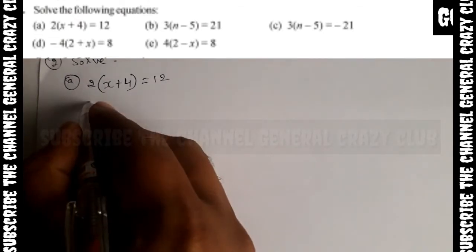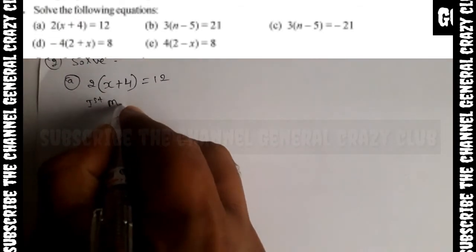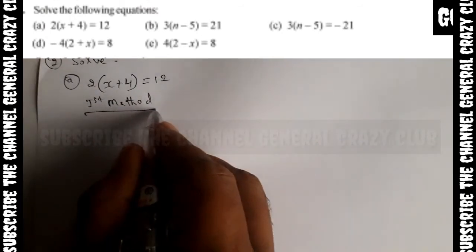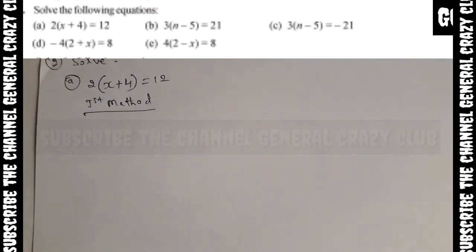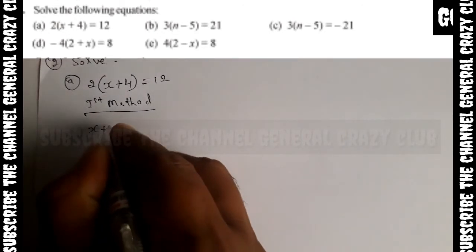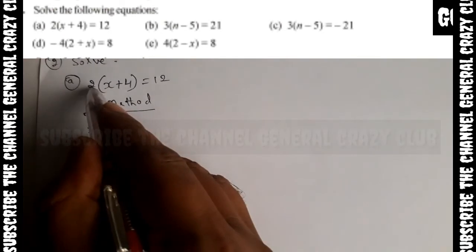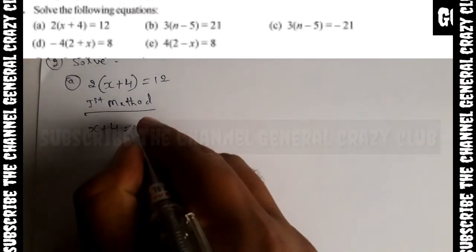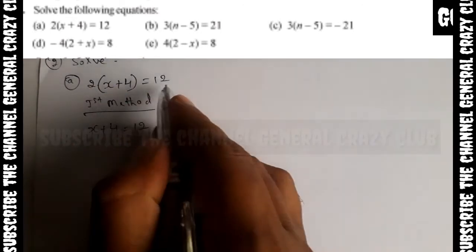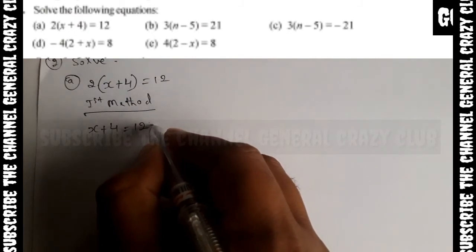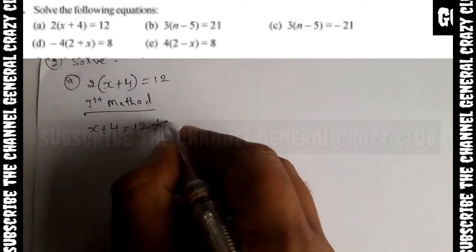First method, whichever is easy, you select. x plus 4. We are transposing this 2. Here it is multiplication, so it is coming LHS to RHS. We are bringing this one LHS to RHS, 12 into, that is the multiplication with 2.